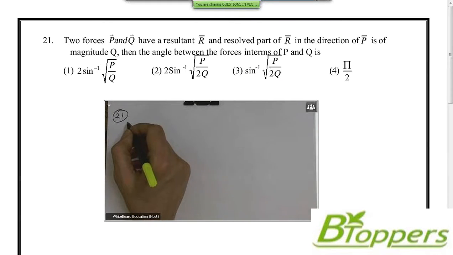Look at question number 21. Two forces P bar and Q bar have a resultant R bar, and the resolved part of R bar in the direction of P bar is of magnitude Q. The angle between the forces in terms of P and Q is? Come on, look at the solution of this problem.